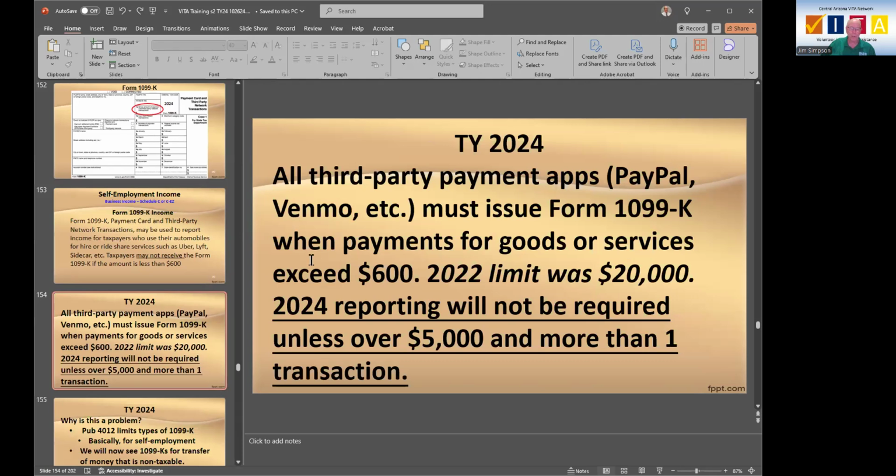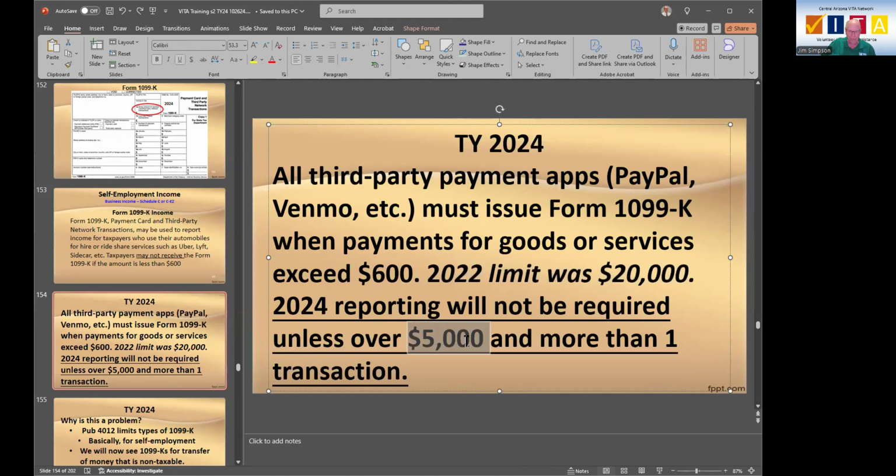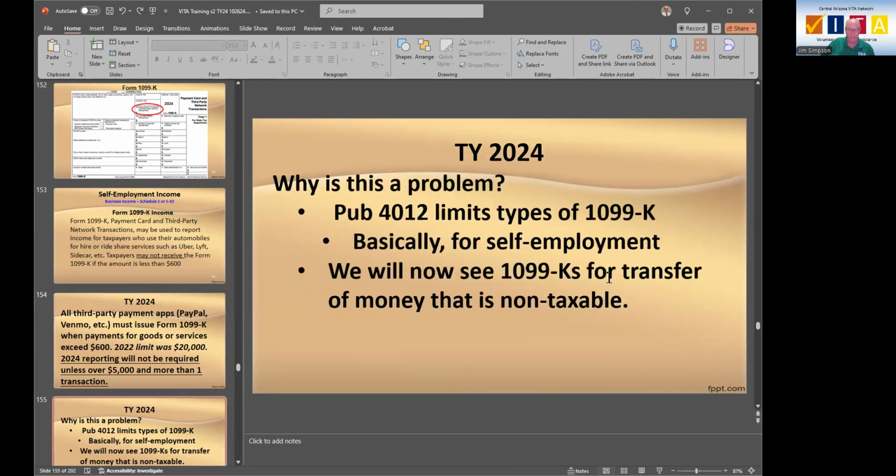Oh, okay. So here's what I was trying to remember. In 2022, the limit was $20,000. In 2024, it's going to go to $5,000. That's the year we're doing, and more than one transaction. Then next year, it's going to go back down to like a couple thousand, and then finally, they're going to reach the $600 level.